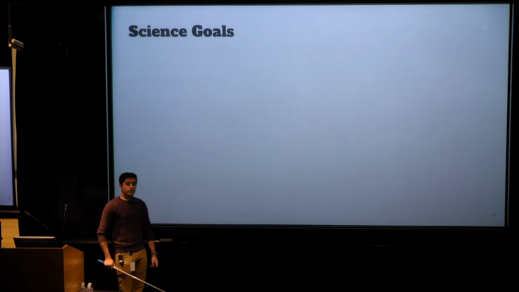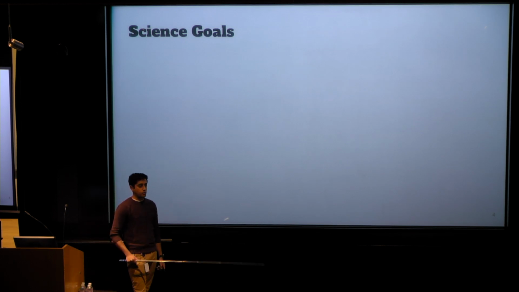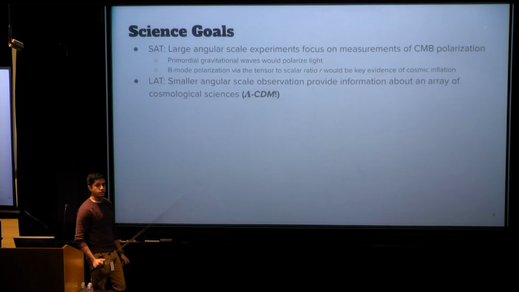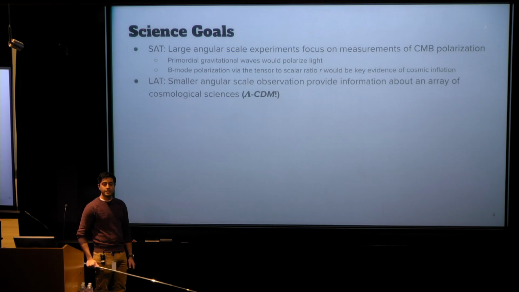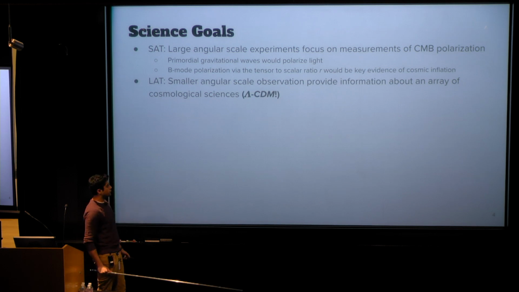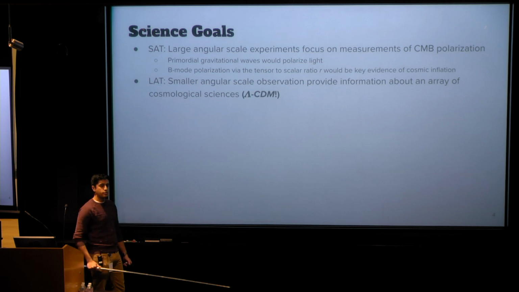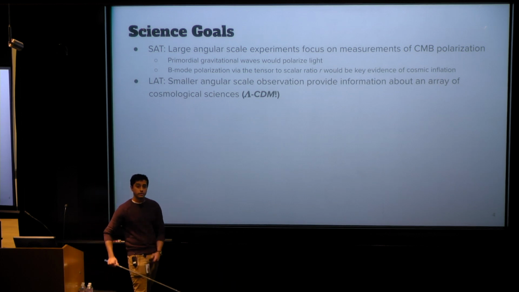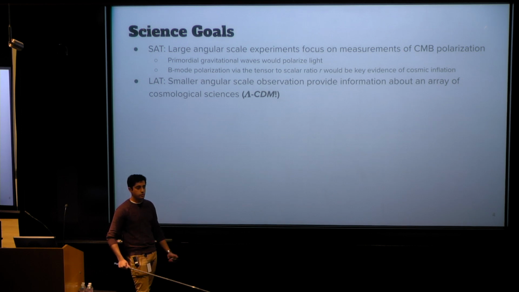OK, so what are the science goals for SO, and how do they fit with the SAT and the LAT? What does that dichotomy mean? Well, the SAT is focusing on making large angular scale measurements of the sky, particularly of the polarization background of the CMB. For decades now, the measurement of B-mode polarization through the tensor-to-scalar ratio r has been a holy grail science result from CMB experiments. This measurement would give smoking gun evidence of early universe inflation and could potentially be Nobel Prize-winning.